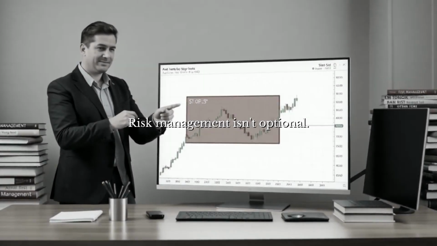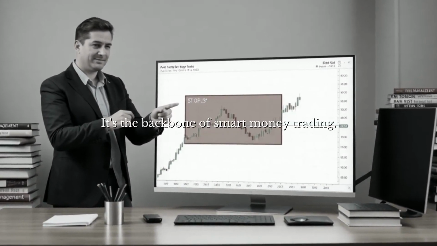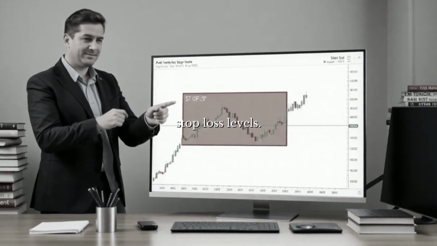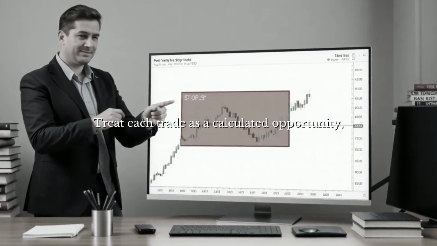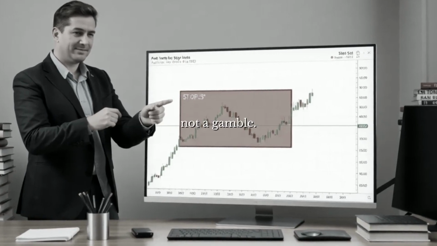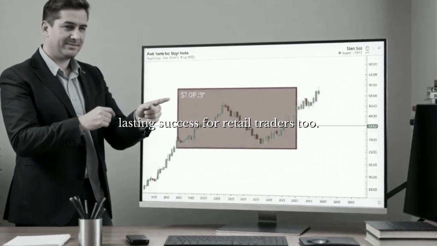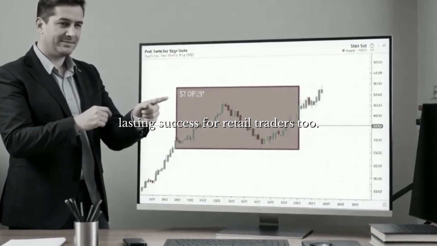Risk management isn't optional. It's the backbone of smart money trading. Even the best analysis fails without proper stop-loss levels. Treat each trade as a calculated opportunity, not a gamble. This is how institutional thinking translates into lasting success for retail traders too.